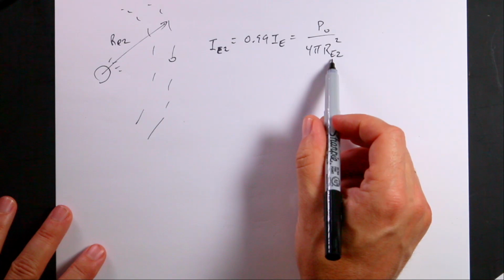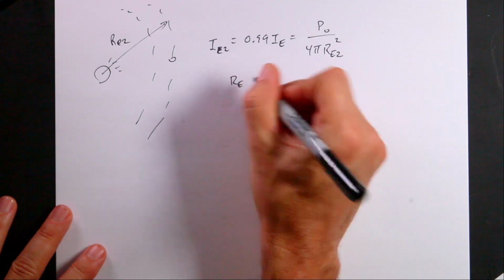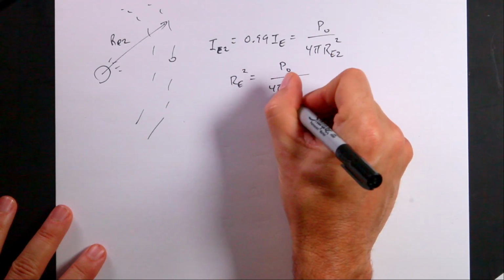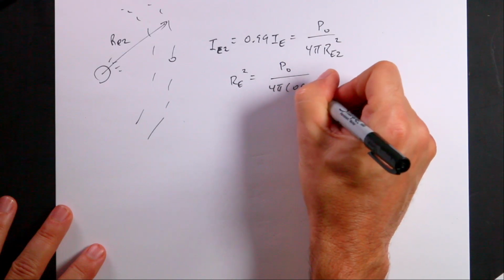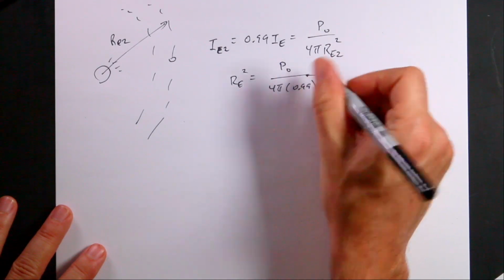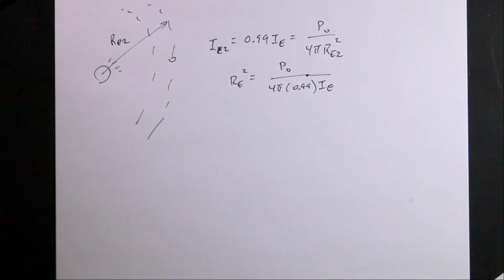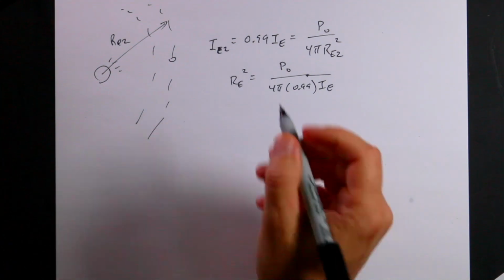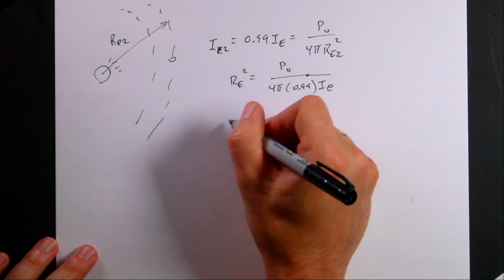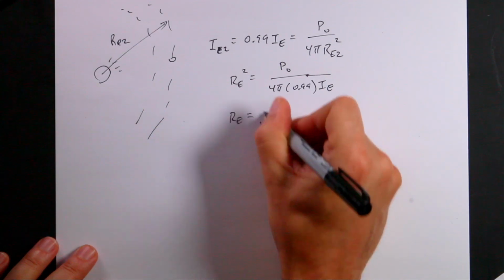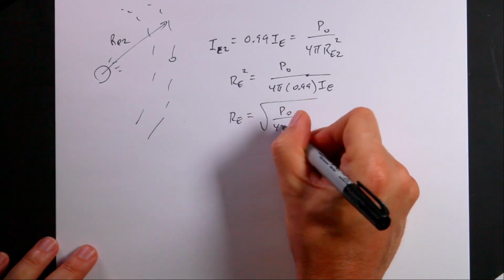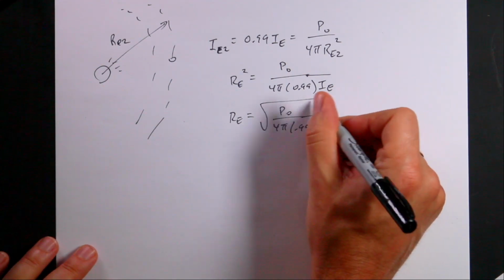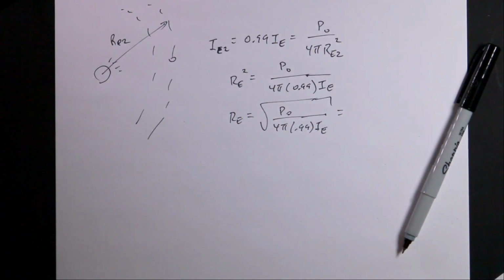So I just need to solve this for RE2 squared. So RE2 squared is going to be PO divided by 4 pi times 0.99 IE. I defined PO in terms of IE, but I don't really care because I've already got a calculation for PO. So RE2 is going to be the square root of PO, which I already know, I never even wrote it down, over 4 pi times 0.99 IE. Okay, let's switch back over to Python and get a value for this. Yes, I'm switching back and forth. I can do that.